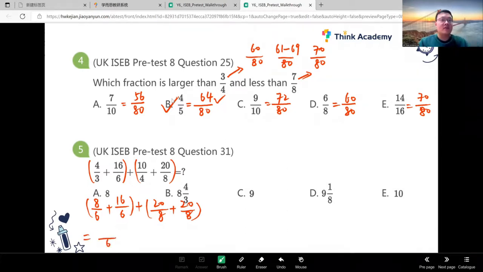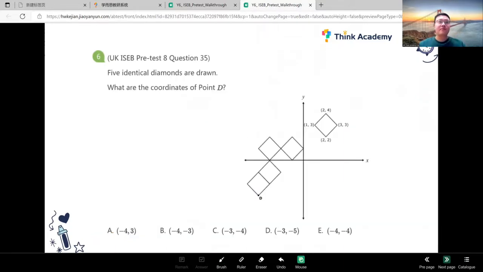6 will be the denominator, 8 plus 16. You got 24. And this one is 40 over 8. And you just do the division: 24 divided by 6, you got 4, and 40 divided by 8, you got 5. So you add 4 and 5, you got 9. So that's why you choose C. Okay, let's move on to the next question.